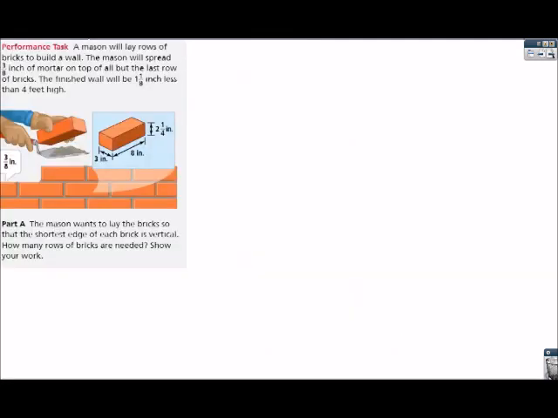A mason will lay rows of bricks on a wall. The mason will spread this 3/8 of mortar. That's just the cement in between to make the wall, and then the brick is 2 1/4 tall. So we want to know if this wall is going to be 1 1/8 inch shorter than 4 feet, how many rows of bricks will we need?